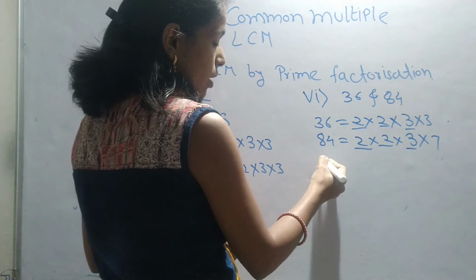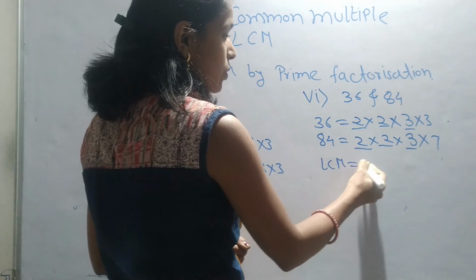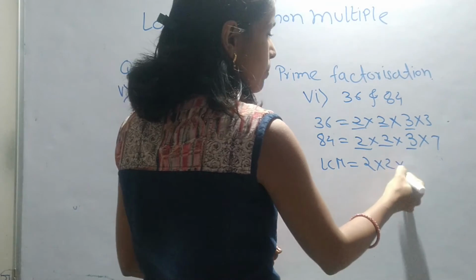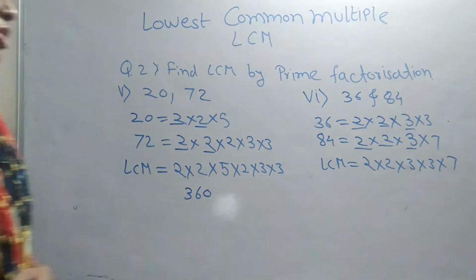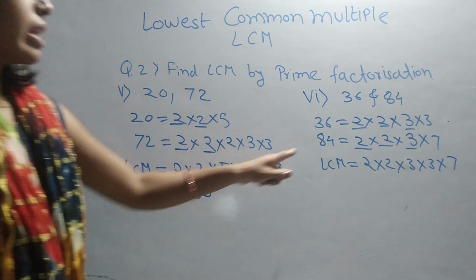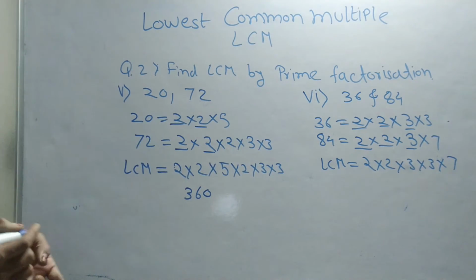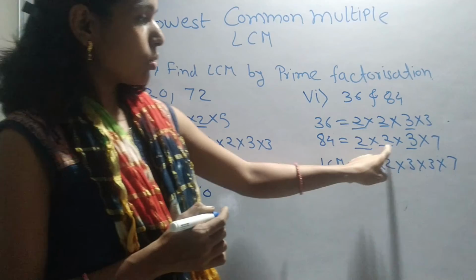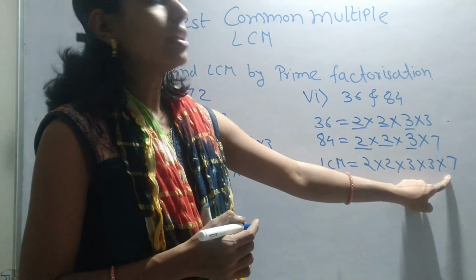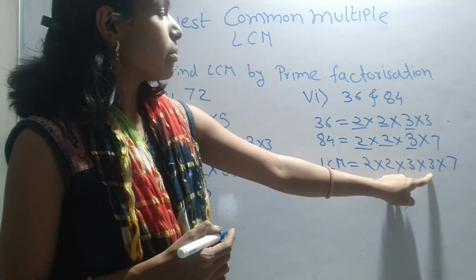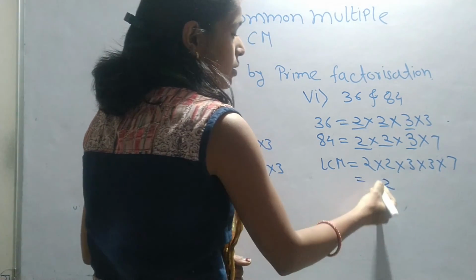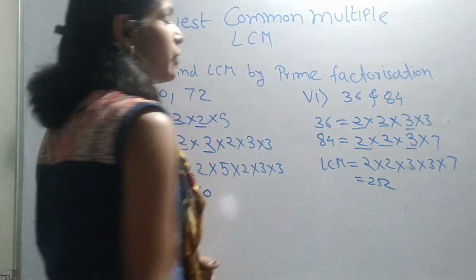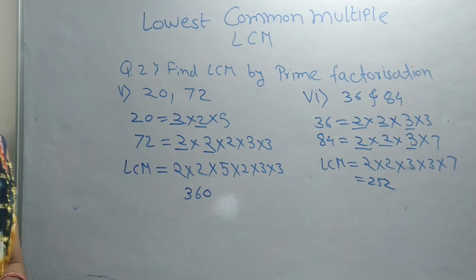So the LCM of 36 and 84 is equal to 2 multiplied by 2 multiplied by 3 multiplied by 3 multiplied by 7. Now what is the multiplication of these terms? Just multiply 84 by 3, you will get the LCM. Because here 2, 2, 3 and 7 gives us 84. If you multiply 84 by 3, you will get the LCM. That is equal to 252. 252 is the LCM of 36 and 84.